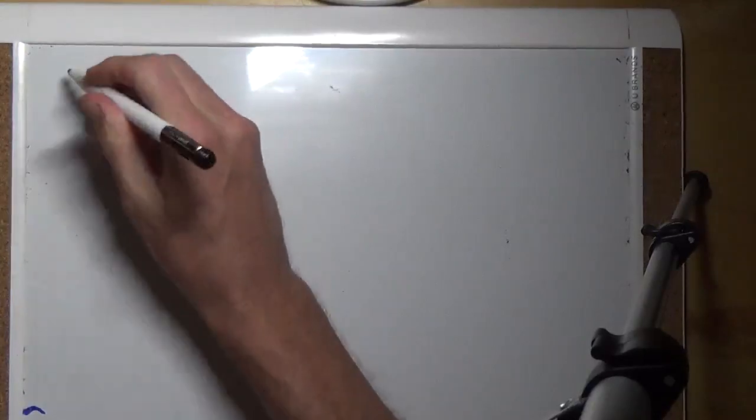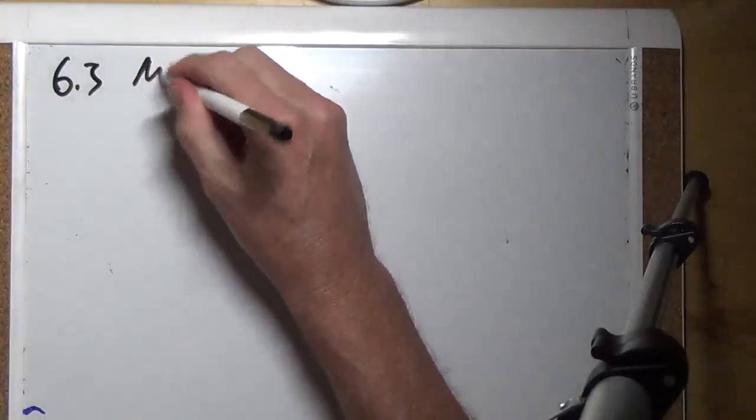Here's the first part of section 6.3. We're going to multiply fractions.